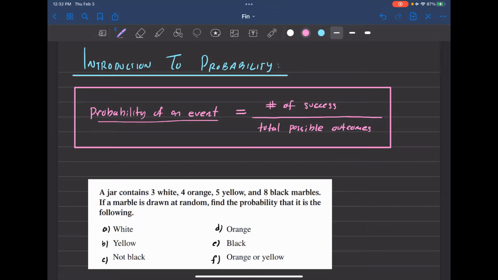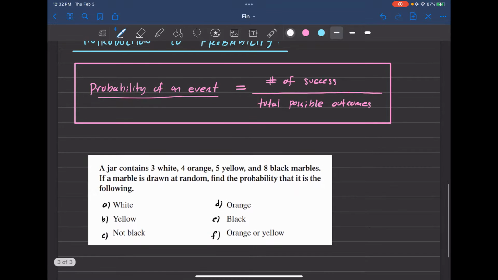Welcome everyone. In this video we're going to talk about an introduction to probability. What is the probability of an event occurring? Well, the probability of an event is equal to the number of successes divided by the total possible outcomes. So that's one way we can define the probability of an event. Let's go ahead and take a look at this example and see what we get.